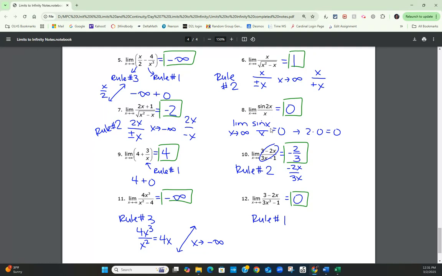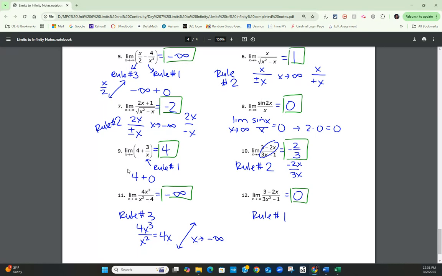So remember, this is just a shortcut. It's not mathematically the way it works, but if I extract out that sine x over x, and when it's going to infinity or negative infinity, that equals 0, and then times 2 is still just 0. It's not a rule. That's not one of your rules because there's not a degree to worry about.